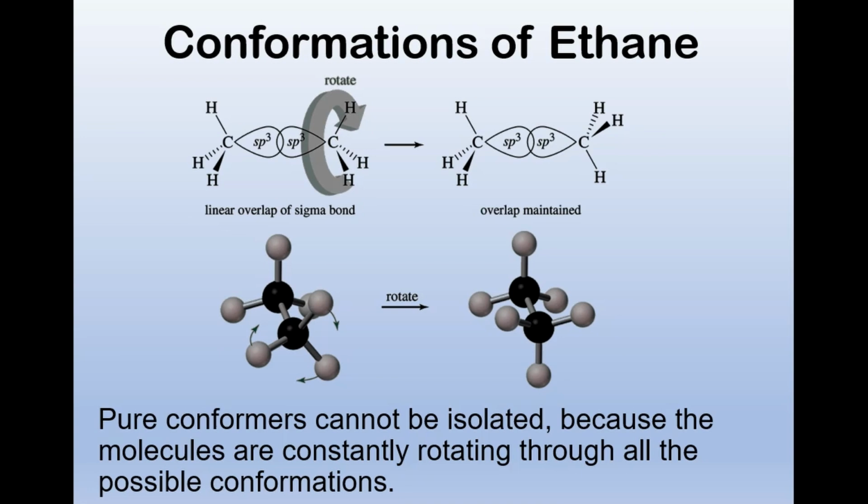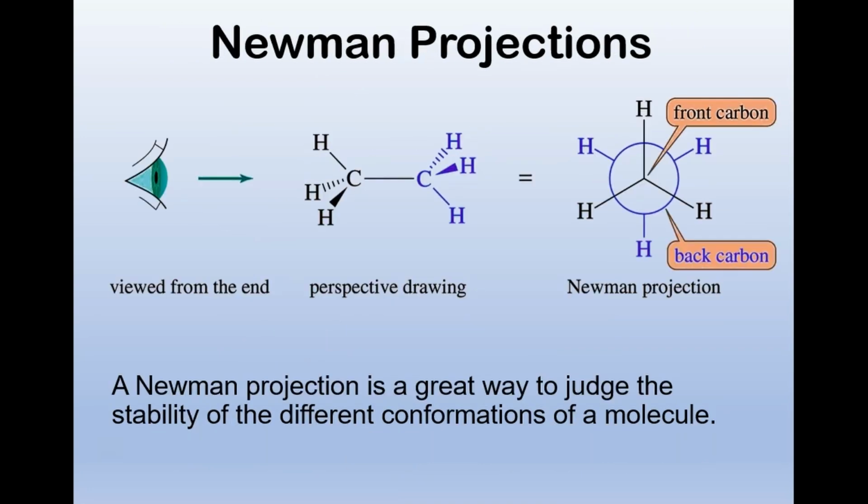So when I rotated this, what we had was different conformations of ethane. So we say ethane has some conformations. And what is a conformation? They exist due to sigma bond rotation. So how might we distinguish one conformation from another?